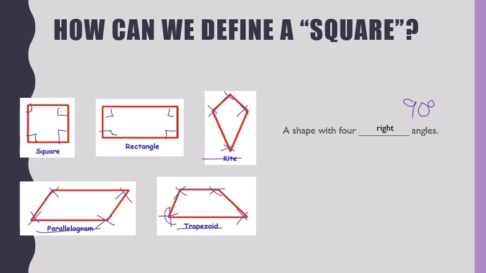But we still are not being specific enough. 4 right angles can be found on both a square and on a rectangle. So we need to add to our rules of what makes a square. Can you think of a condition we can add that would make it so that we're only talking about squares and not rectangles?